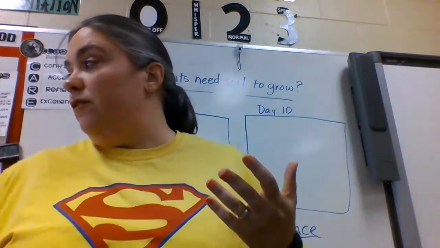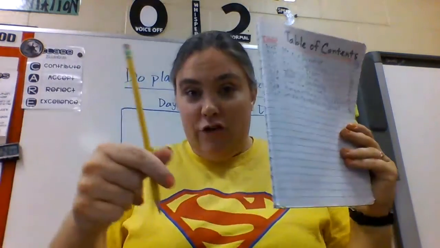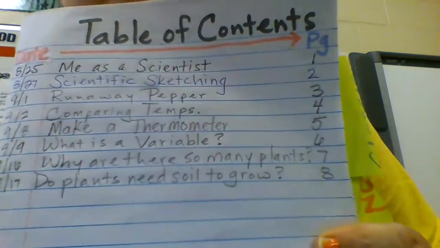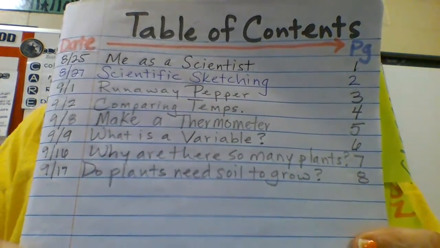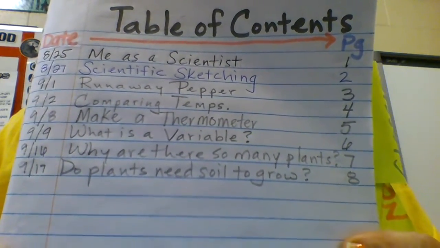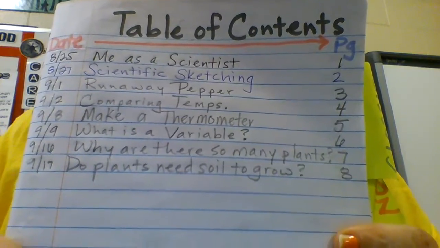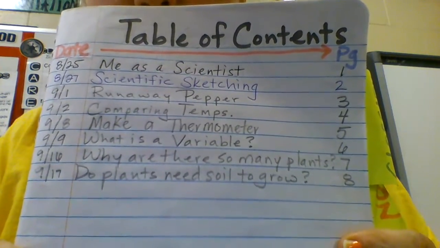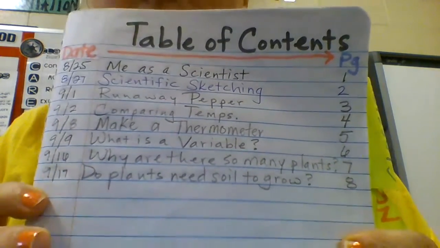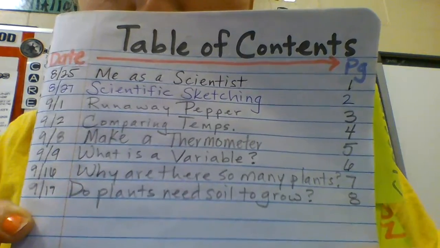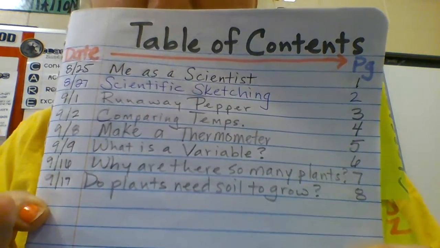So I'm going to start out, of course, with your journal and your handy pencil. And you need to flip to your table of contents page. Today's date is 9/17, and the title is Do Plants Need Soil to Grow? And yesterday we worked on why are there so many plants? So today we're going to work on do plants need soil to grow? And it should be page 8, okay? So pause the video right here and copy down your table of contents.